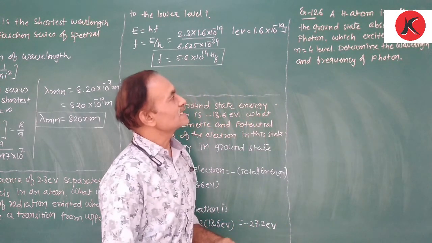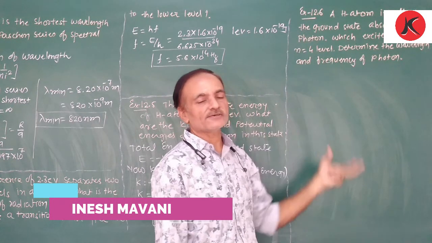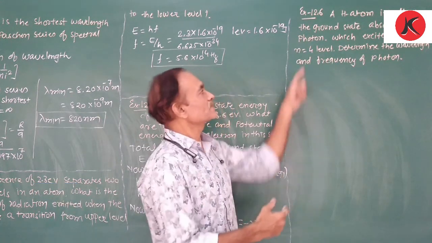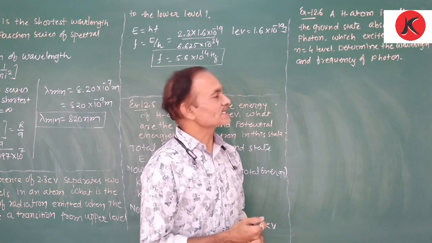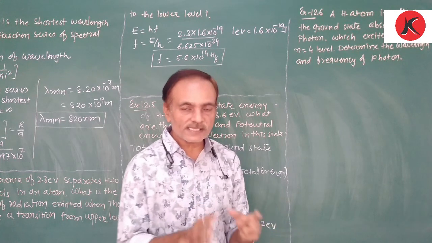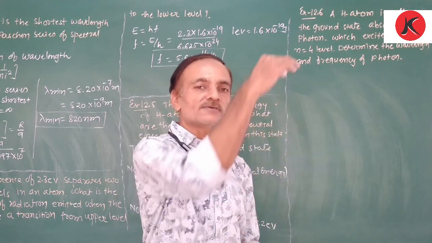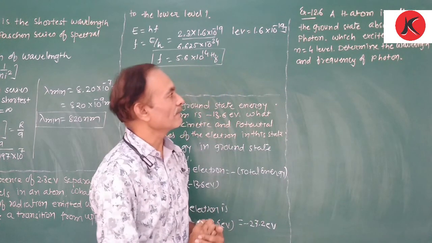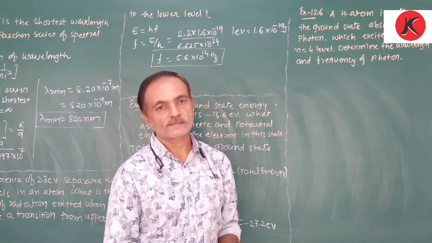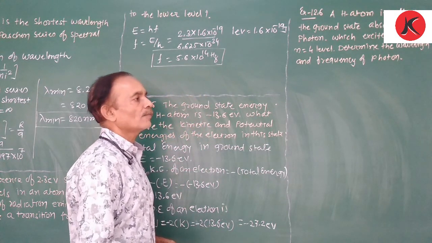A hydrogen atom initially in the ground state absorbs a photon. The electron in the hydrogen atom in the ground state absorbs the photon, which excites it to the 4th level. After absorbing the photon, this electron makes a transition from the ground state to the 4th energy level. Determine the wavelength and frequency of the photon.